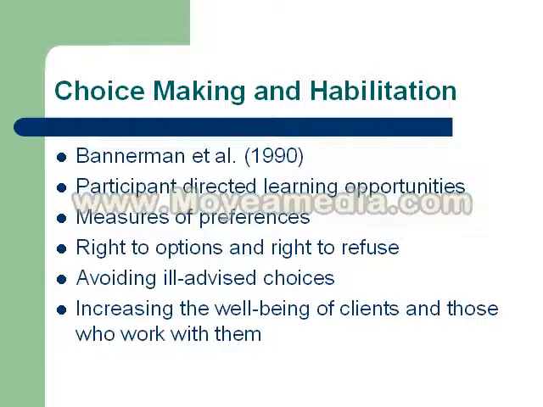Choice-making and habilitation. The study remained consistent with the recommendations from Bannerman and colleagues 1990 in that it facilitated participant-directed learning opportunities, provided measures of preferences, and allowed for the right to options and the right to refuse through self-directed session links. Of course, at its extreme, allowing too many options and allowing for complete refusal can lead to ill-advised choices by clients, such as unhealthy and risky behaviors, as well as general ennui. Therefore, increasing the well-being of clients and those who work with them can be enhanced by identifying and providing programs, as well as activities that are based on client preferences.